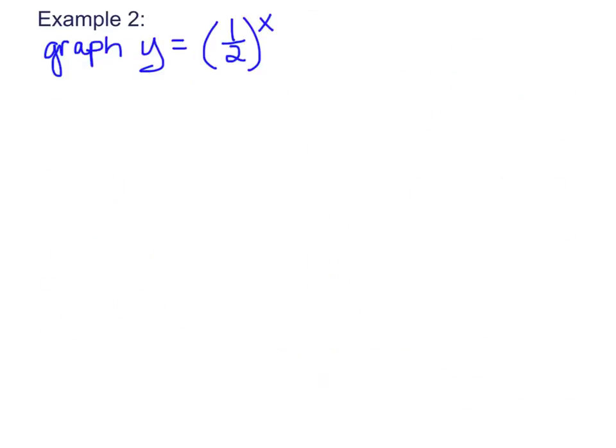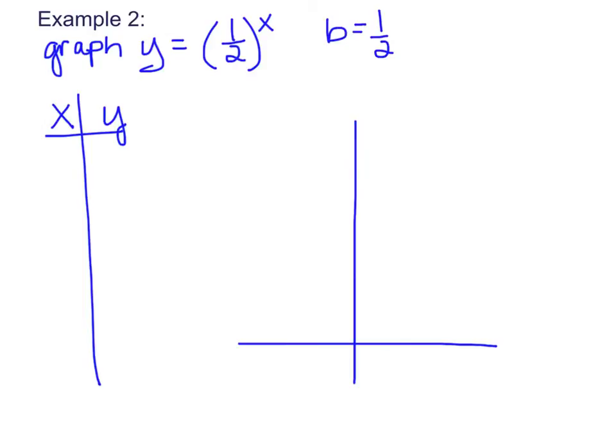Alright, so let's do one more example. Okay, so for this one we're going to graph y equals 1/2 all raised to the x power. So this time our b value is 1/2, which is between 0 and 1. So this should be an exponential decay graph. Alright, we're going to make a table.